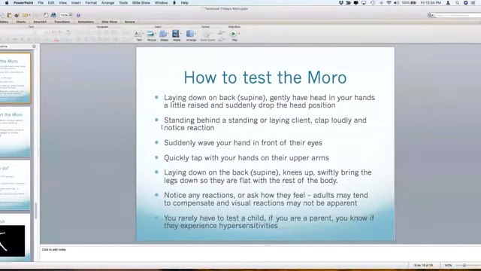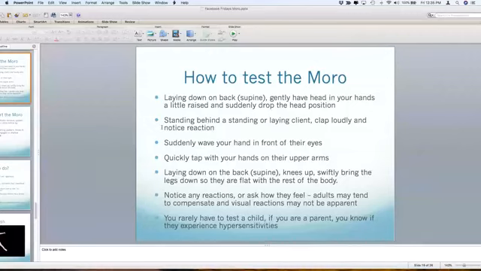You have the person lie down on their back, gently have their head in your hands, a little bit raised, and then suddenly drop the head position, but you're still guiding it, so nothing's going to happen. Or you can stand behind a standing or lying client and clap loudly and notice the reaction. They can also tilt their head backwards and then clap loudly, because sometimes that head tilt and then the clap have a different reaction. You can suddenly wave your hand in front of their eyes, quickly tap their hands on their upper arms, just giving them lots of different stimulus to see how they react.